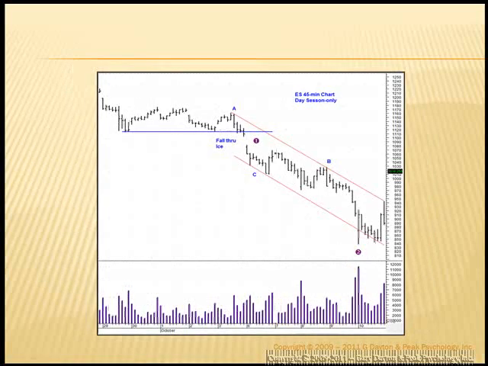Yep, I've got one more example of a selling climax. It's pretty straightforward now that you see it. Look at how often it comes up. This is an S&P 45-minute chart, just of the U.S. session. We fall down out of a trading range.